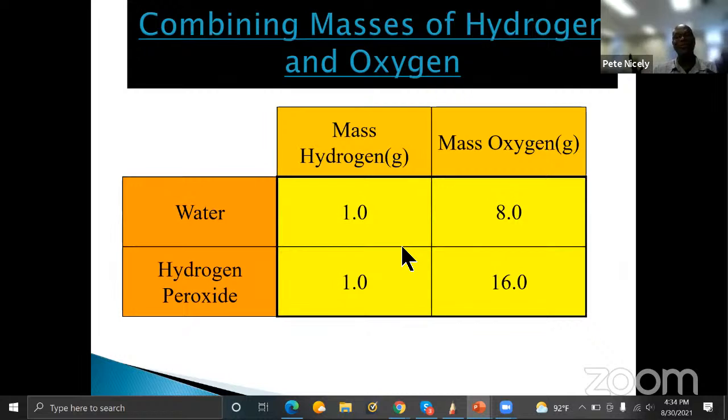Now, let's see what happens if you keep the mass fixed. Let's say you get 2 samples, one each of water and hydrogen peroxide, where the mass of hydrogen is fixed in each case. Then what you'll find is that the mass of oxygen in water is 8.0 grams, and the mass of oxygen in hydrogen peroxide is 16.0 grams, right? And you'll notice that the ratio between the oxygens in both compounds is a simple ratio of 2-to-1, which makes sense if you think about the respective formulas of water and hydrogen peroxide.